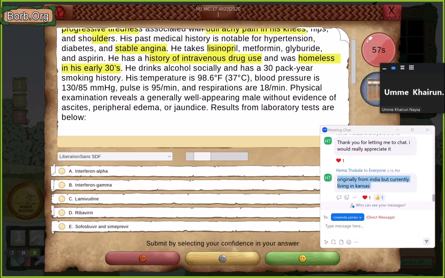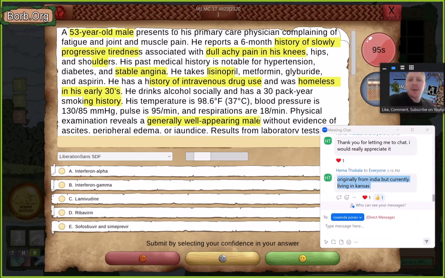His temperature is 98.6 degrees Fahrenheit, 37 degrees Celsius. Blood pressure is 130 over 85. Pulse is 95 and respirations are 18 per minute. Physical examination reveals a generally well-appearing male without evidence of ascites, peripheral edema, or jaundice. Results from laboratory tests are below. Interferon alpha, interferon gamma, and the antiviral options. Yeah. So what are you thinking about?